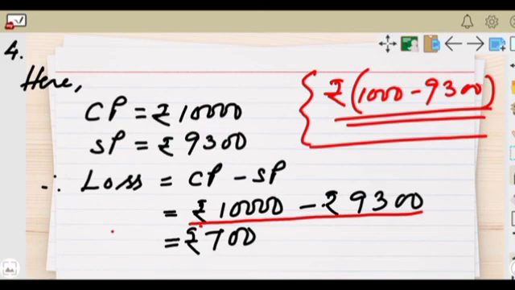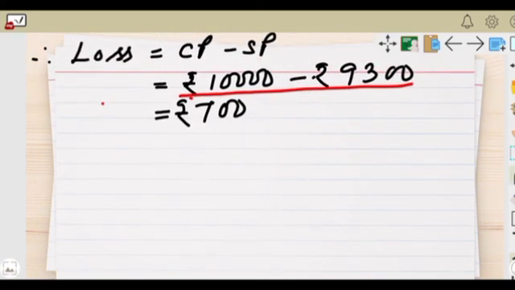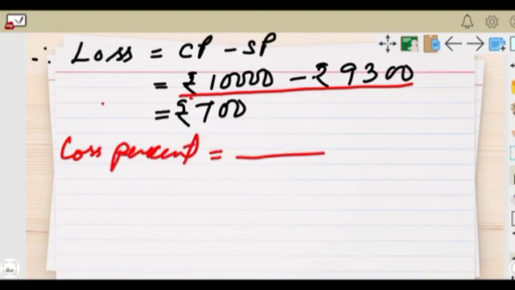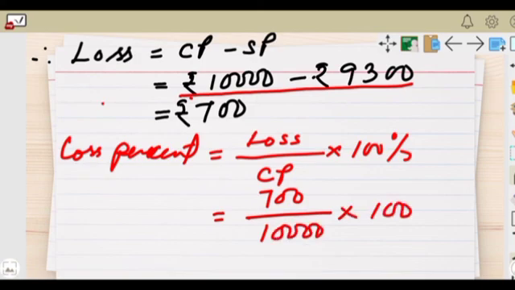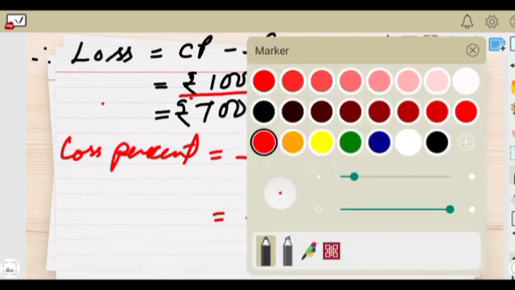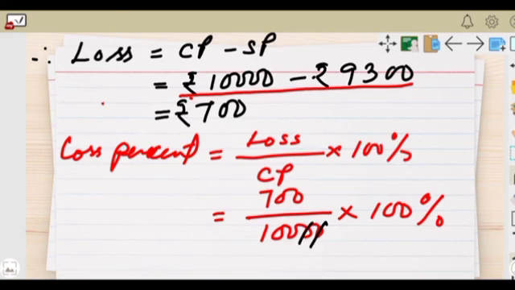Okay, now we have got the loss. Next, we are going to find loss percent. Loss percent. What is the formula? Loss divided by CP into 100. Definitely you'll be getting it in percent. So what is the loss here? Loss is 700. And what is the CP? CP is 10,000. Then into 100, so there will be percent. Now we can cancel 00, then 00, and again we can cancel 00, 00, 00. So we have now 7%.